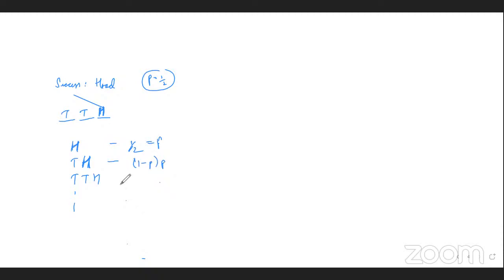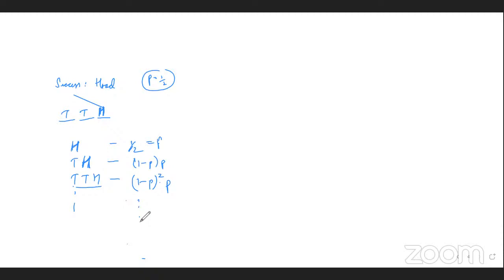Yes, ma'am. What is this? So this is 1 minus p whole square into p. It will go on like that. So this is what geometric distribution is: the trial on which you get the first success.